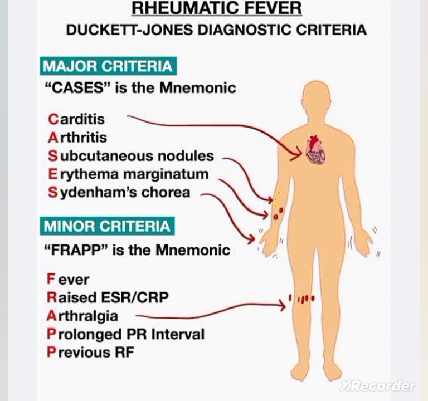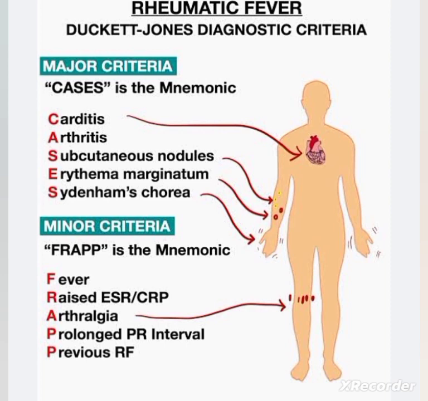Next one, arthritis, monoarthritis or polyarthritis. The inflammatory process affects the synovial membrane of the joints, causes swelling, heat, redness, tenderness, and limitation of movement. The larger joints are affected more, like knees, ankles, elbows, and wrists.